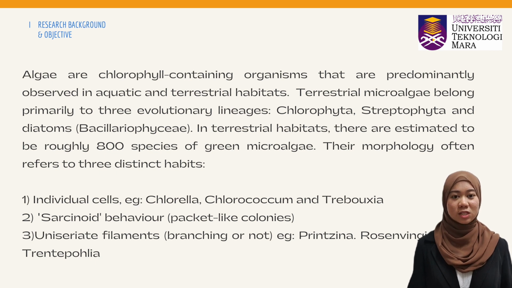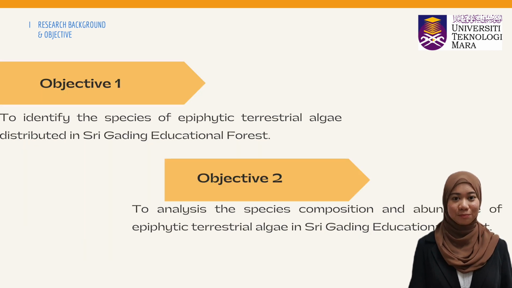To distinguish one species from another, their morphology can be referred to. They consist of three distinct habits, which are first, individual cells such as Chlorella, Chlorococcum, and Trebouxia. Next is sarcinoid habit, which is packet-like colonies, and lastly, filaments, whether there are branches or not, such as Printzina, Rosenvingiella, and Trentepohlia.